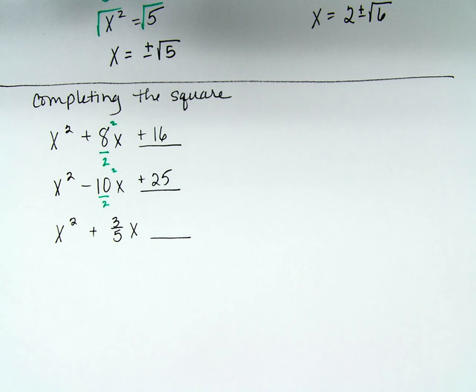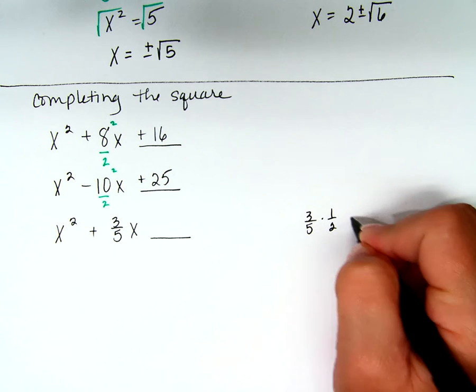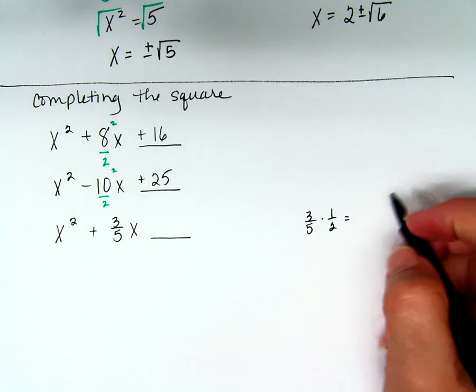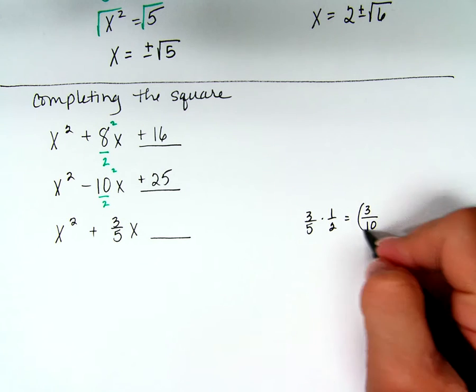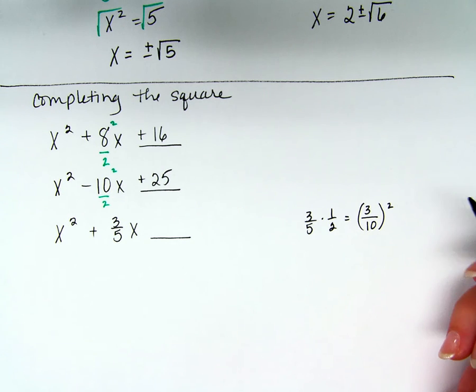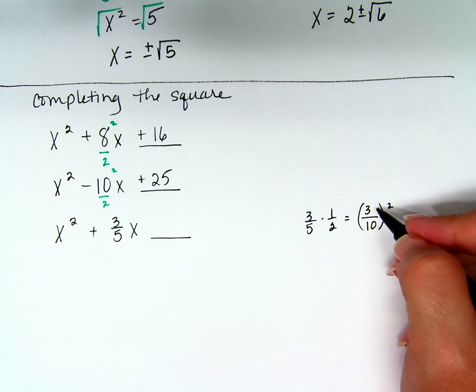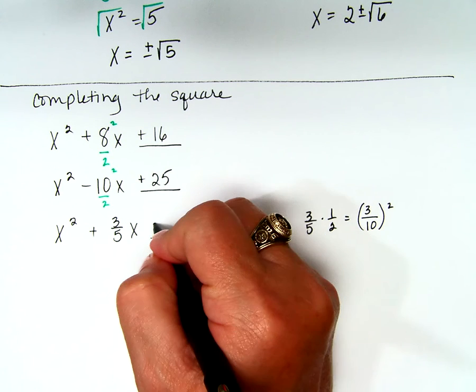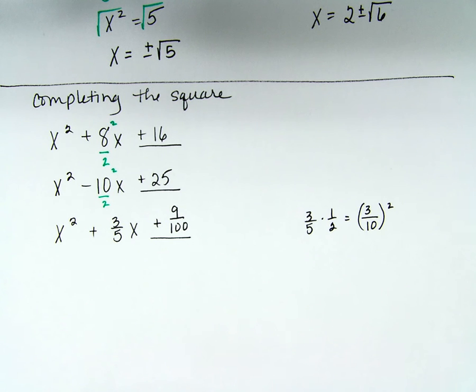Do we divide fractions by 2? No? What do we do instead? Times a half. So this would be 3 over 10. And then I have to square this. How do I square a fraction? Square the numerator, square the denominator, right? So what is this? Good.